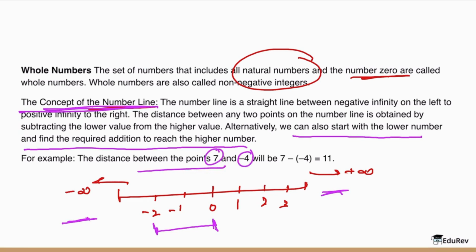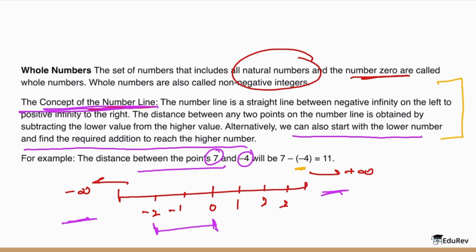Suppose there are two points, 7 and -4, and I want to find the distance between them. According to the literature provided here, to find the distance between any two numbers, I write the larger one first, then subtract the lower number from the larger number, which in this case is -4.